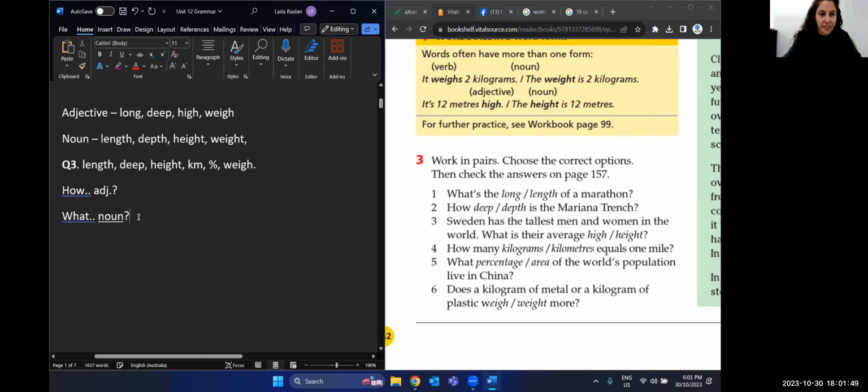And that was a question with does. Usually with does, you could add both. So it could be both. So maybe it's an adjective or a noun. You could really make a question with both.